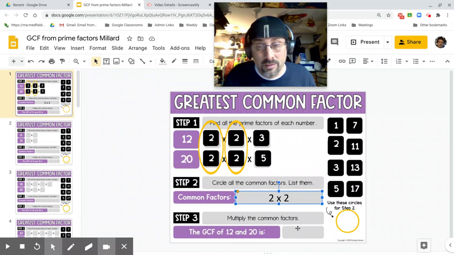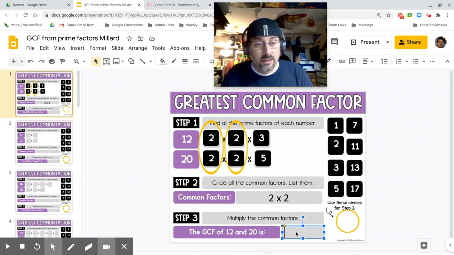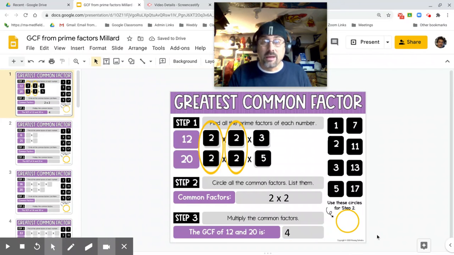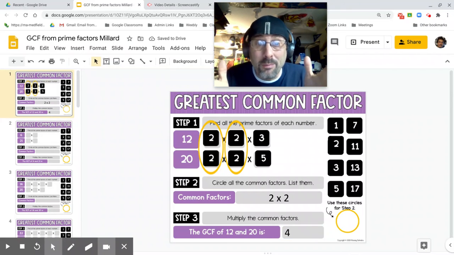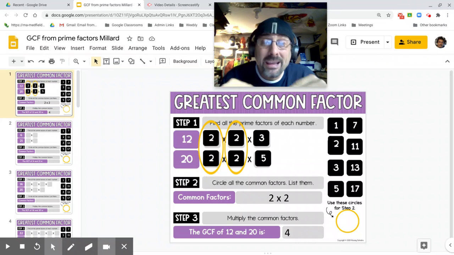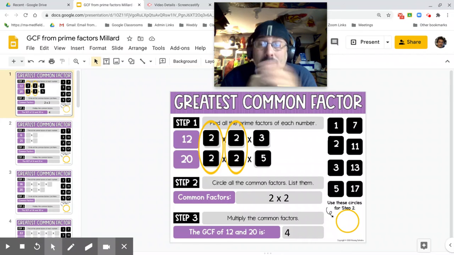It's 4. So we're going to double click on the GCF box, and we find basically that 4 is the biggest number that goes into 12 and 20. I mean, when you think about it, the only other bigger numbers that go into 12 besides 4 is 6 and 12, and neither 6 nor 12 go into 20. So 4 is actually the biggest number that goes into 12 and 20.